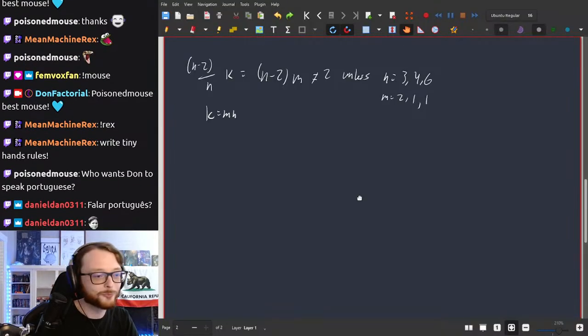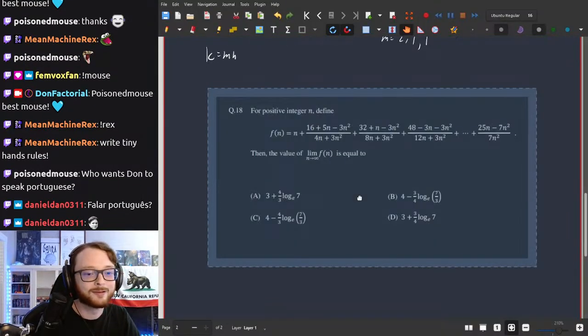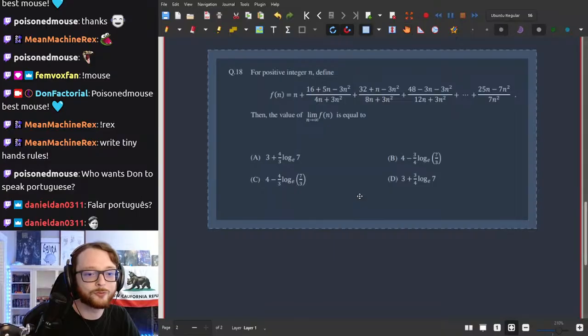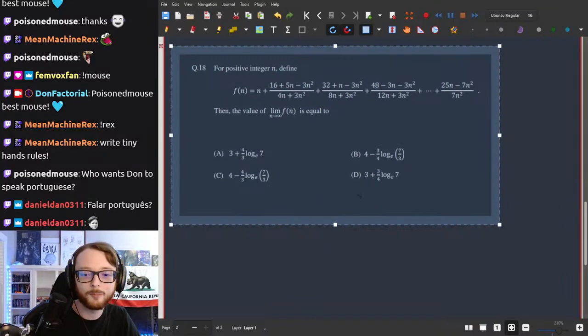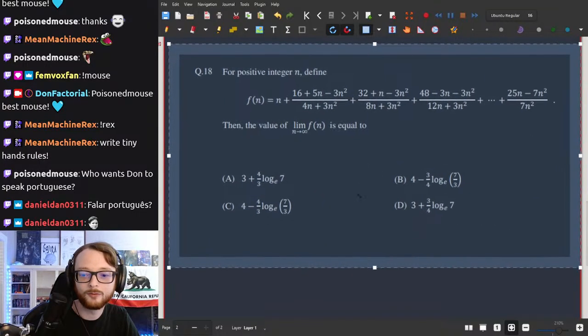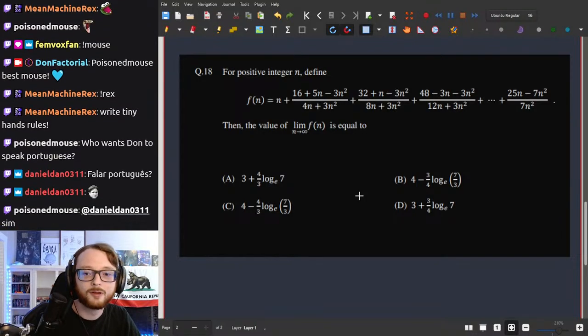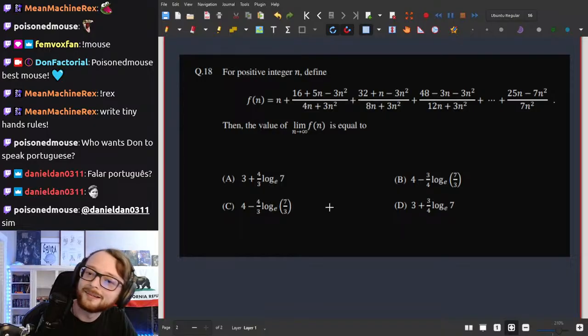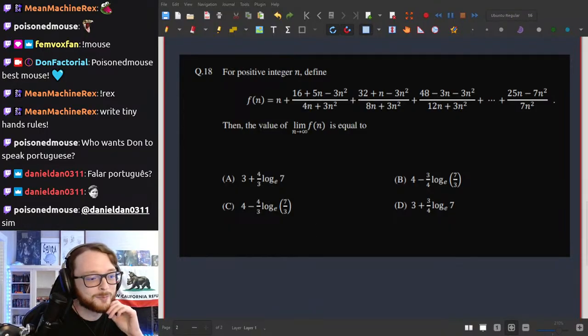Tiny hands rules. Okay. I'm gonna get this question on screen, and then I'll make you a command too, Rex. We have to figure out what the sequence is. But all these limits are pretty easy, right? Oh no, it's not easy. There's an n in front. Okay. Let me make Rex's.